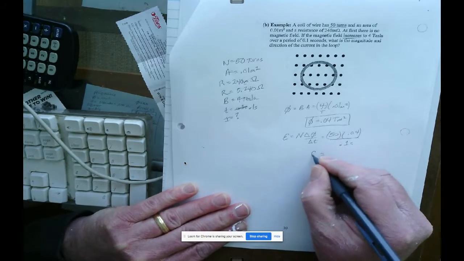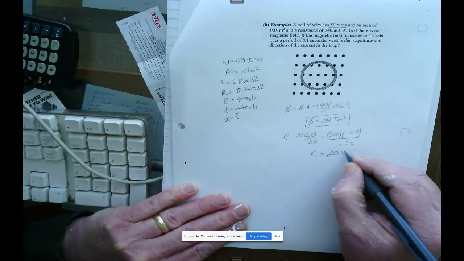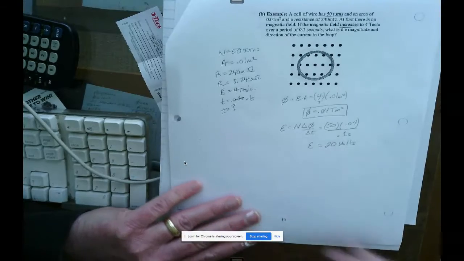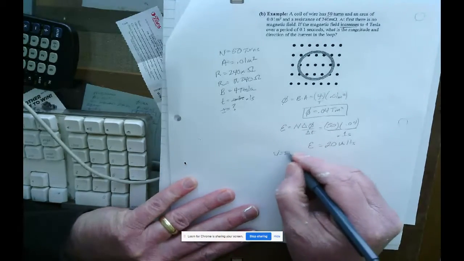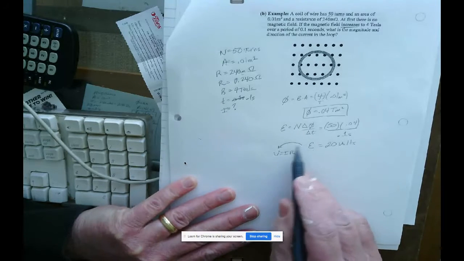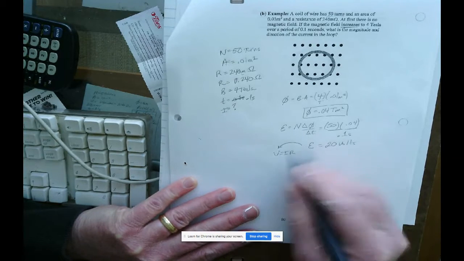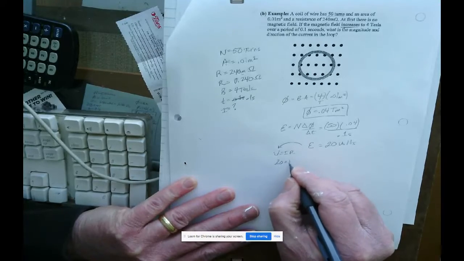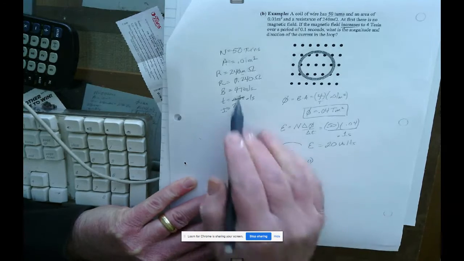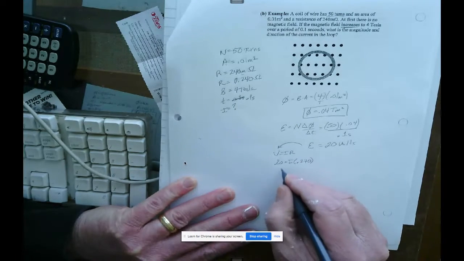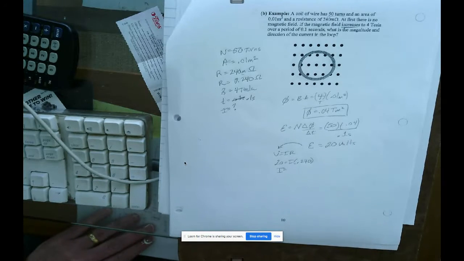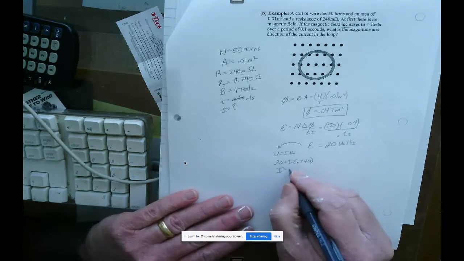When I calculate this out, I get 20 volts. Now we didn't just want the voltage, we want the current. And so now I have to use V equals IR. And this electromotive force is the same thing as voltage, so I can plug it in there. So 20 equals I times 0.240, because our R up here was 0.240, and I end up with a current of 83.3 amps.